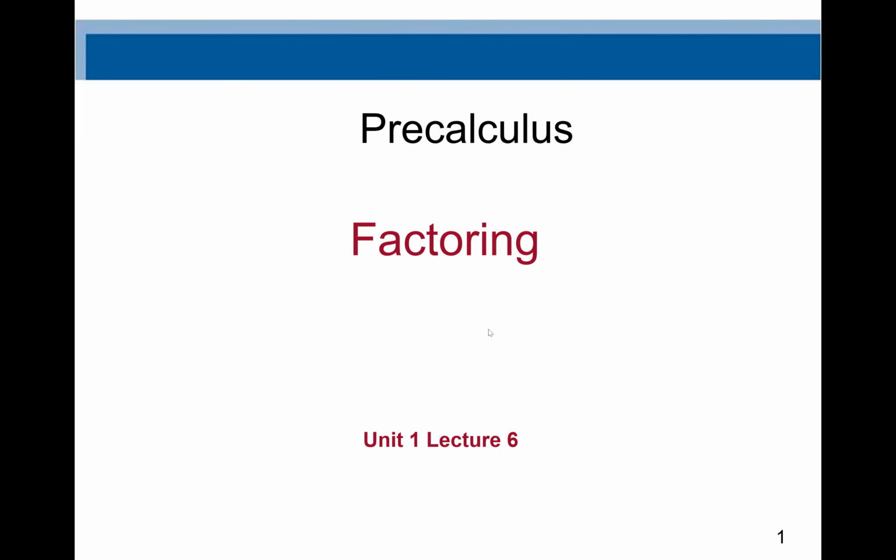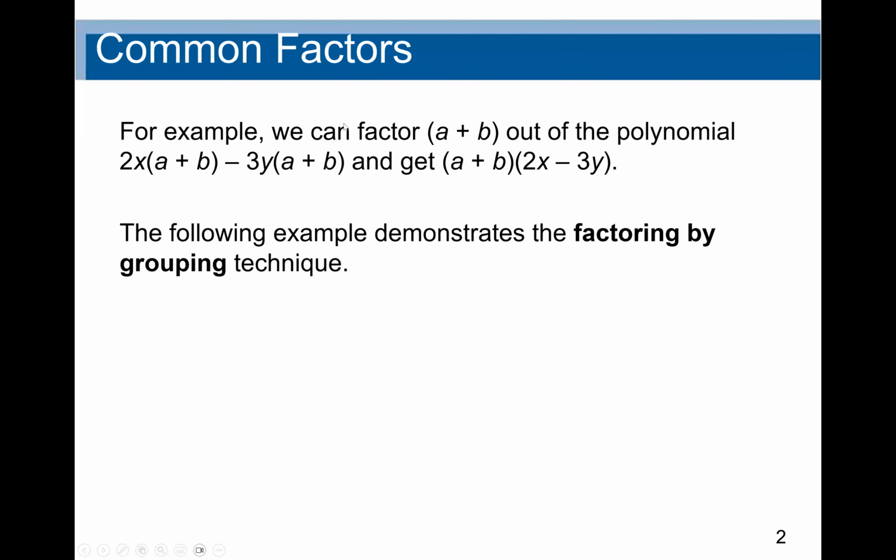This lecture covers factoring. For example, we can factor a plus b out of the following polynomial: 2x times a plus b minus 3y times a plus b. And we get a plus b times 2x minus 3y. So we can see a plus b is common in both terms. So normally the solution will be 2x minus 3y times a plus b. And we call this technique factoring by grouping.